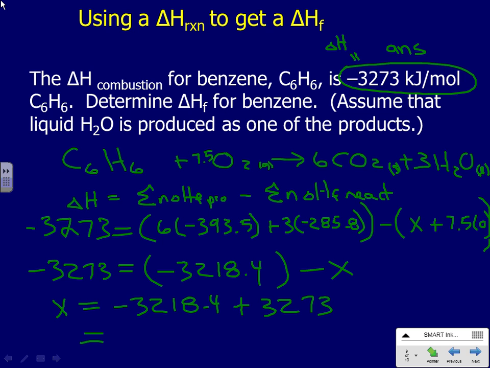What is the number? Elika almost gave up an answer, but she tried to pull it back. 54.6. So positive 54.6 kilojoules per mole of C6H6. And this is a delta HF, and therefore per mole is the correct unit, because we found the delta HF. And that's the way many delta HFs are found.